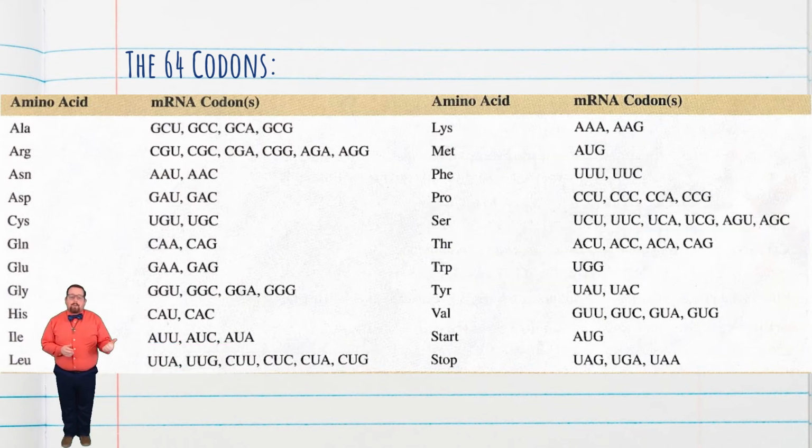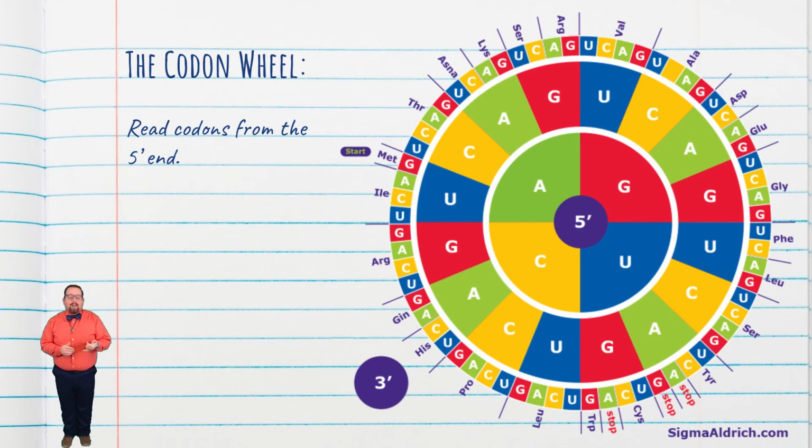This chart is useful if you want to create a base sequence that'll code for a particular sequence of amino acids in a polypeptide. The opposite of that chart is the codon wheel. It helps you decode a sequence of bases to figure out what amino acids will go in what order in the polypeptide chain. We'll go back to this chart in a little bit so you can see how to use it.